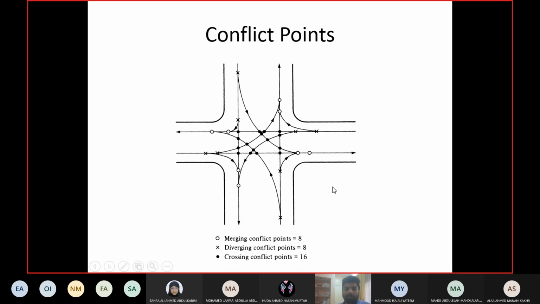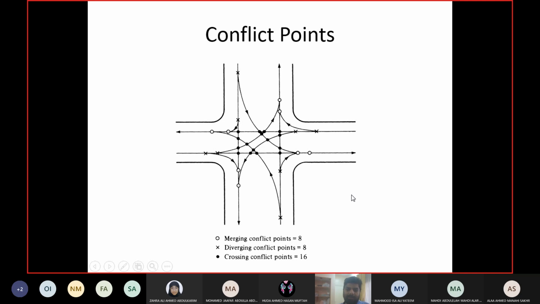Then we have crossing conflict points. Crossing conflict points are when 2 vehicles come from different directions and they are going in different directions as well, but they are meeting at a point. For example, you see the black circles. This guy is making a left turn, and then this guy is going straight. So this guy is going towards the left, and this guy is coming downwards, right? They are coming from different directions, going in different directions, but there is a point where they are crossing each other, where they can meet with each other. So this becomes a crossing conflict point.